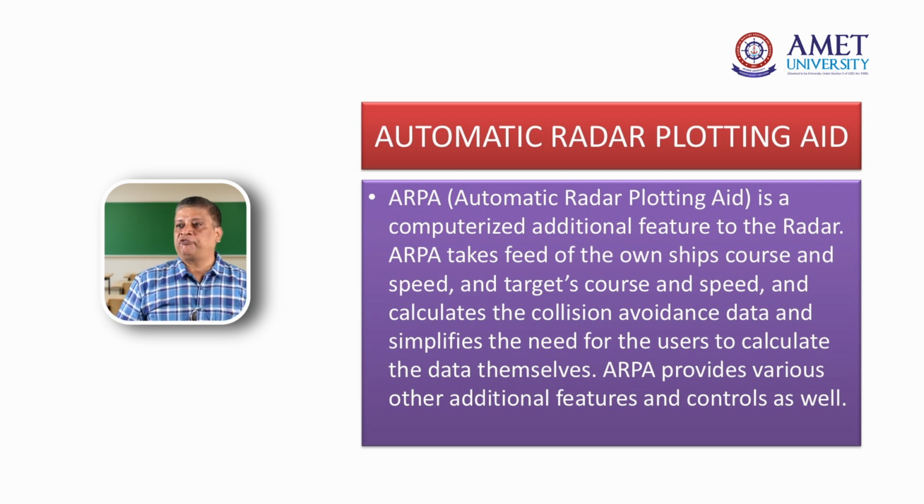ARPA takes feed of our own ship's course, right? And the target's course and speed, and calculates the collision avoidance data. It simplifies the need for the users to calculate the data themselves. What are we trying to say? We're trying to say that instead of doing manual radar plotting, ARPA does the job for us. Being a small computerized feature, it has some additional features and controls as well.